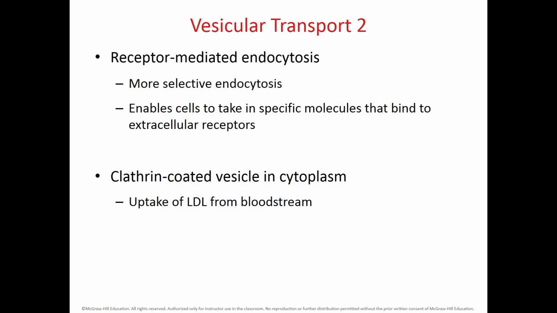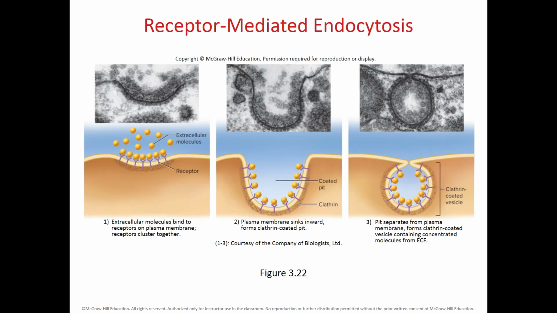Now, receptor-mediated endocytosis is a more selective endocytosis, or bringing in of particles. This enables the cell to take in specific molecules that bind to extracellular receptors, like in the case of hormones. Then you form a vesicle that is coated with a protein called clathrin, and this will be recycled back into the cytoplasm, so you can bring in more particles. One example of this is the uptake of LDLs, or low-density lipoproteins, from the bloodstream.